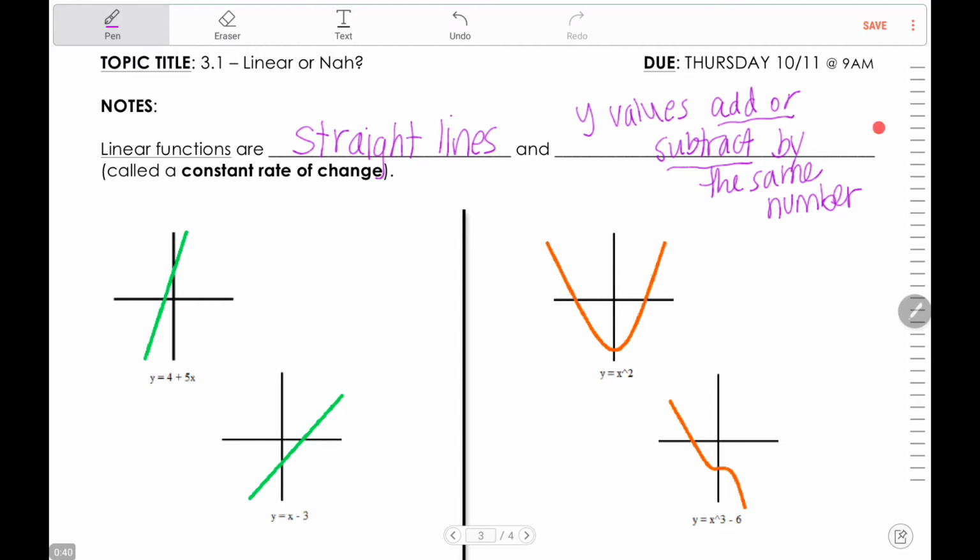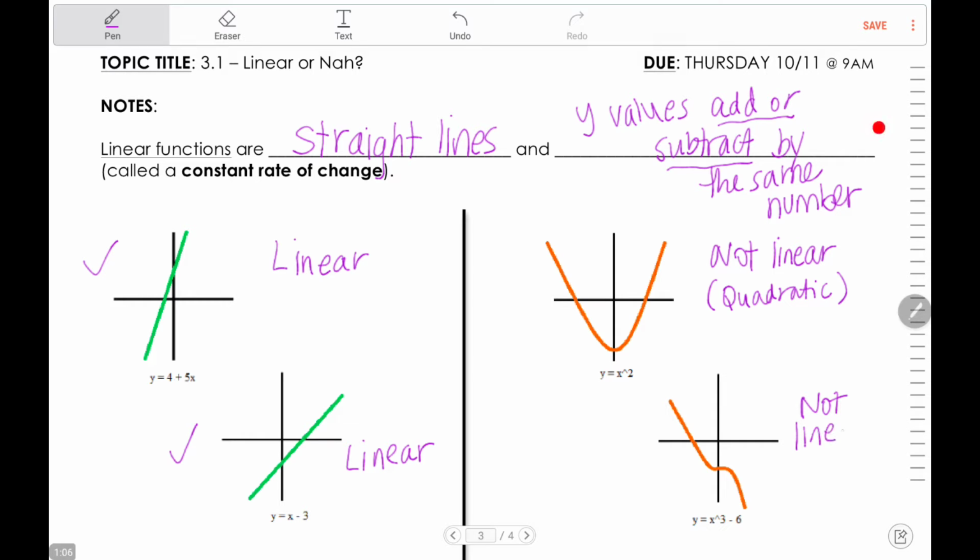On the left here, both of these are linear functions. We can see that they're linear because they're both straight lines. So these are linear. And this is linear. On the right here, though, this is not linear because it's not a straight line. And we should know that this is a quadratic function. On the right here, this is also not linear. This is actually a cubic function. It's not a straight line.